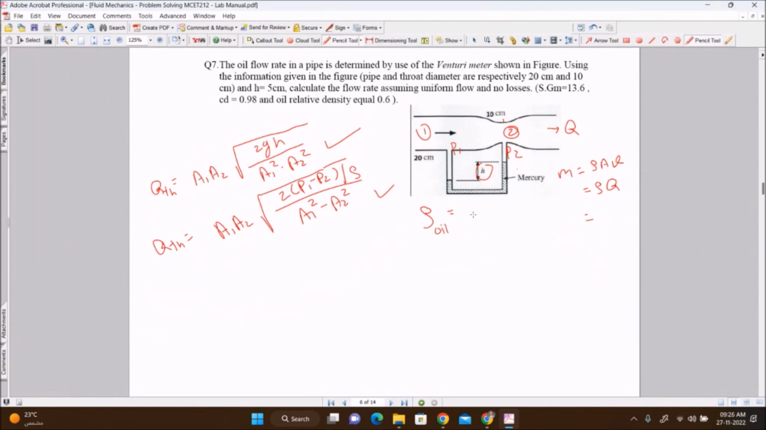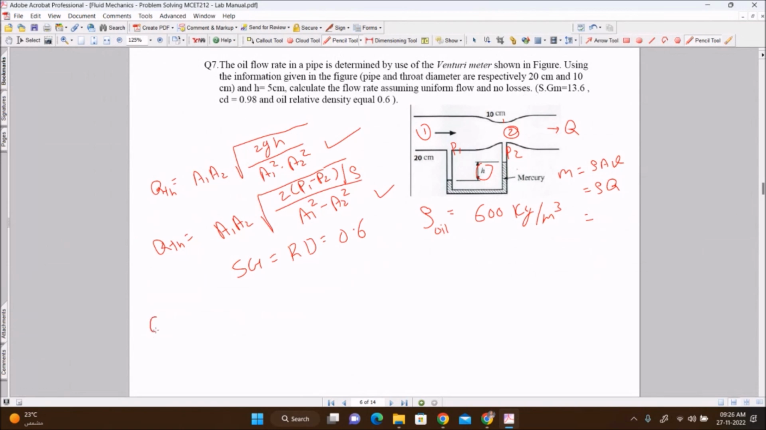The specific gravity of oil, or relative density RD, is given as 0.6. Both mean the same thing, so the density will be 600 kilogram per meter cube. Okay, then by Venturi meter, using the information given.